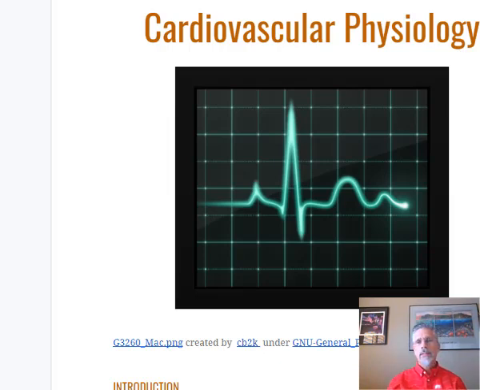So the main thing about this lab is knowing about the ECG and ways that we can assess cardiovascular, or in this case, more specifically, cardiac health. So we normally do some tests like assessing the activity of the heart with the ECG. We also do some auscultation. We listen to the heart using a stethoscope, and we measure blood pressure in an artery. So those are the three parts of the cardiovascular physiology lab.